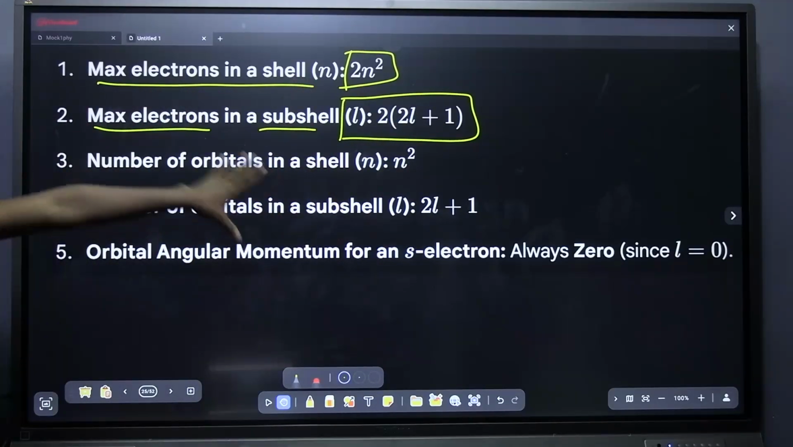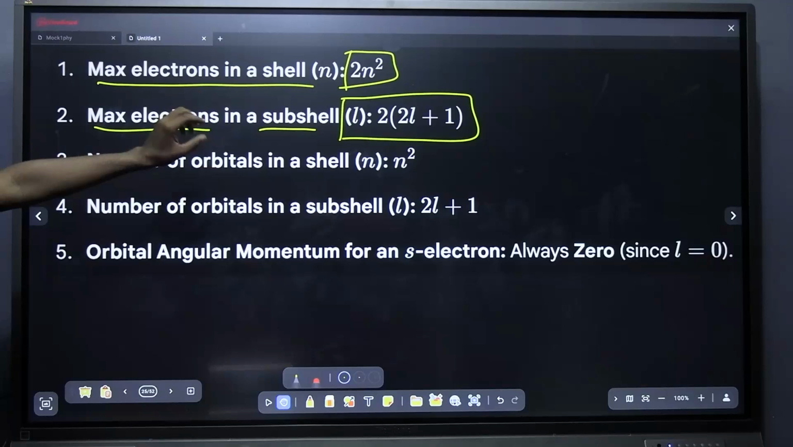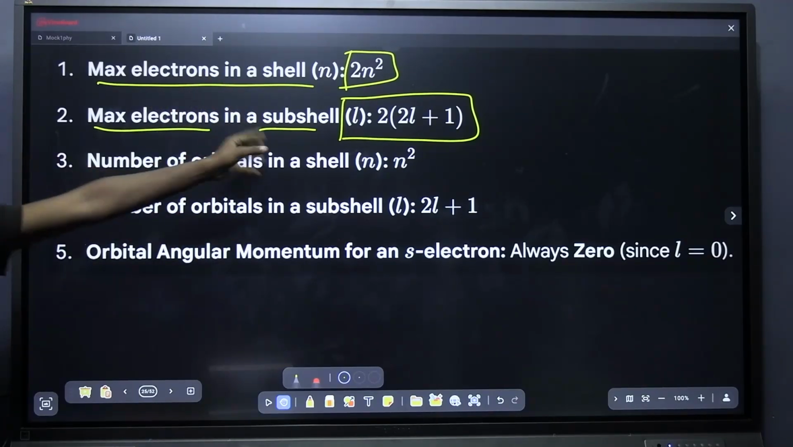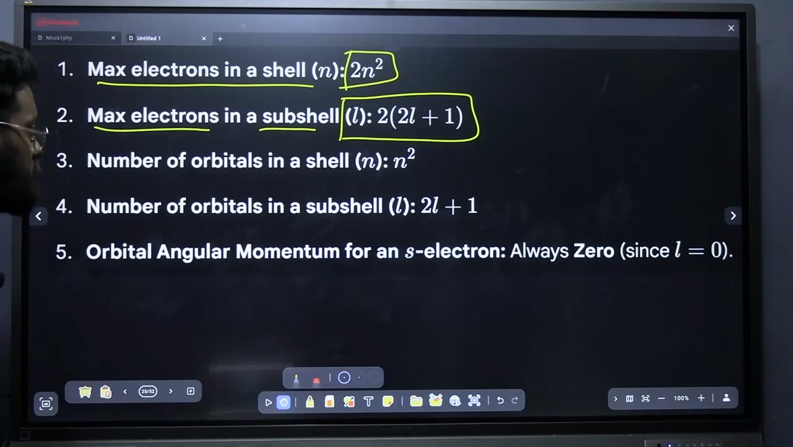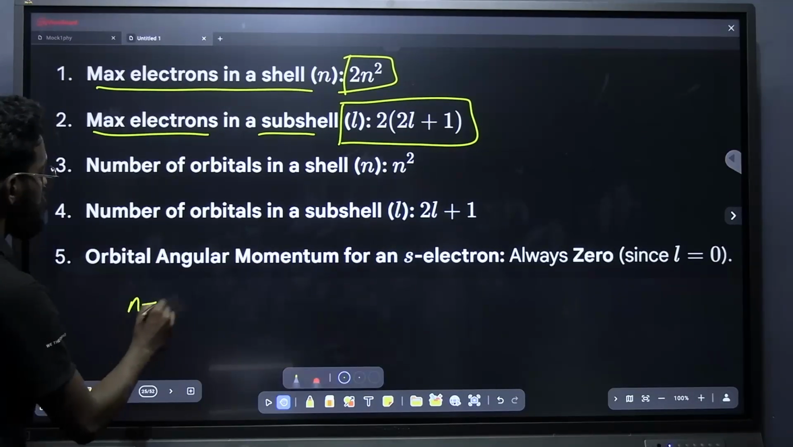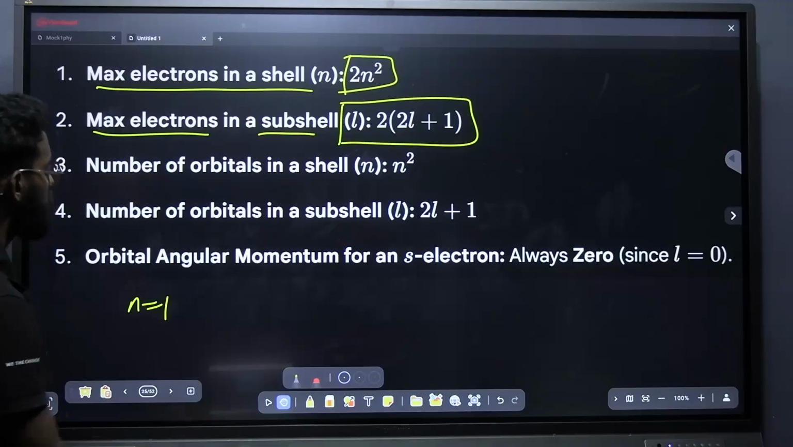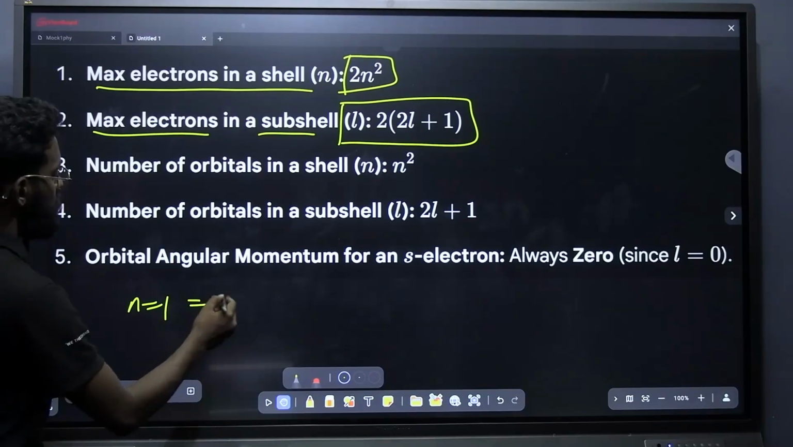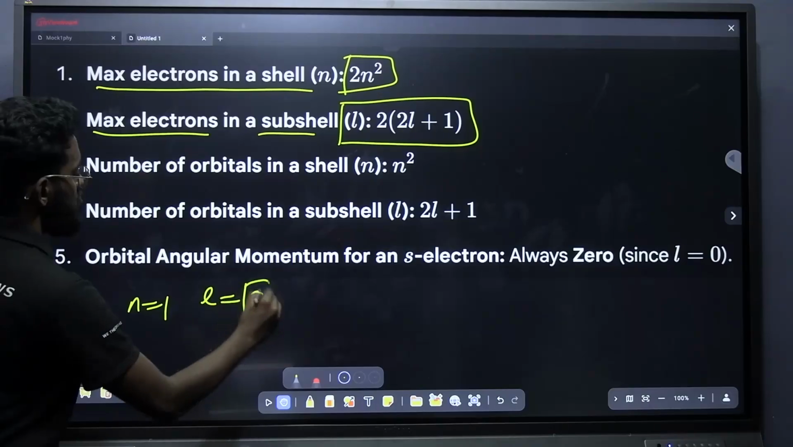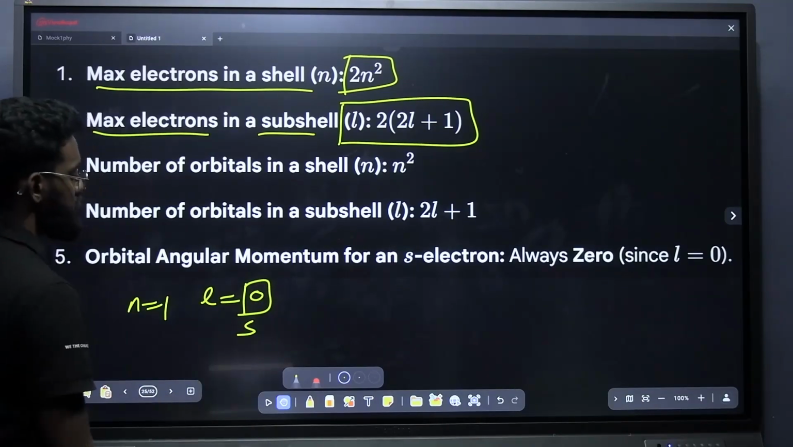This formula, if you remember, you can solve many questions within a very short time. You can solve it without this equation also, but it will take some time. If you want, you can verify it. I am taking shell n is equal to 1. N is equal to 1 will have L value is equal to 0, right? Which means s orbital and s subshell.